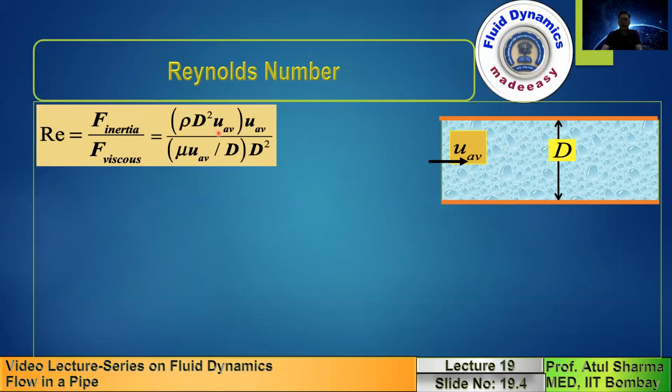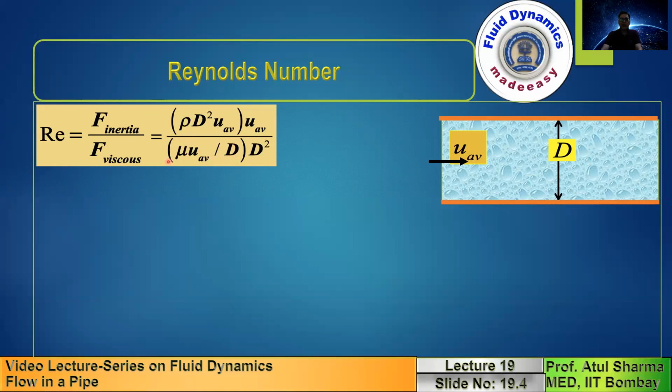So when you take the product of the mass flow rate with the axial velocity, this gives you the axial momentum flow rate, which corresponds to the inertia force, and divided by the viscous force. The viscous force is expressed in terms of the viscous stress into area. The scale of the viscous stress is given by mu into velocity gradient. So the velocity gradient is scaled as the ratio of the velocity and the length scale, which is u average by d.